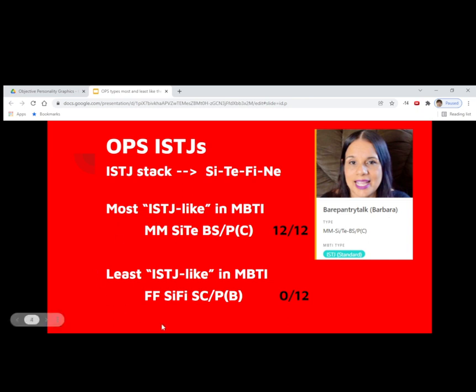The least ISTJ-like would be the double feminine SiFi jumper, and it would have sleep, consume, play, blast. So this type would have the bottom two functions, FI and NE, double activated, and FI and NE are both masculine. So this one scores a 0 out of 12 on this scale.